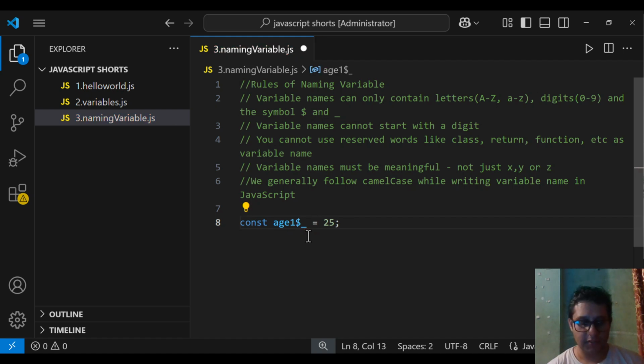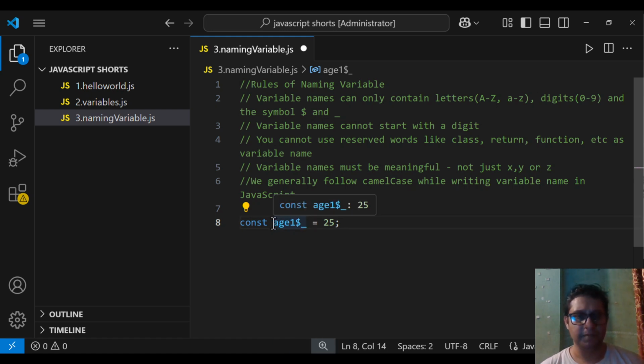I cannot put this percentage sign. I cannot put this hash sign. I cannot put this @ sign. No other symbol. Only these two symbols, dollar and underscore. And regarding the digits, regarding the numbers, we can put the numbers at last or in the middle. But we cannot begin with a number.